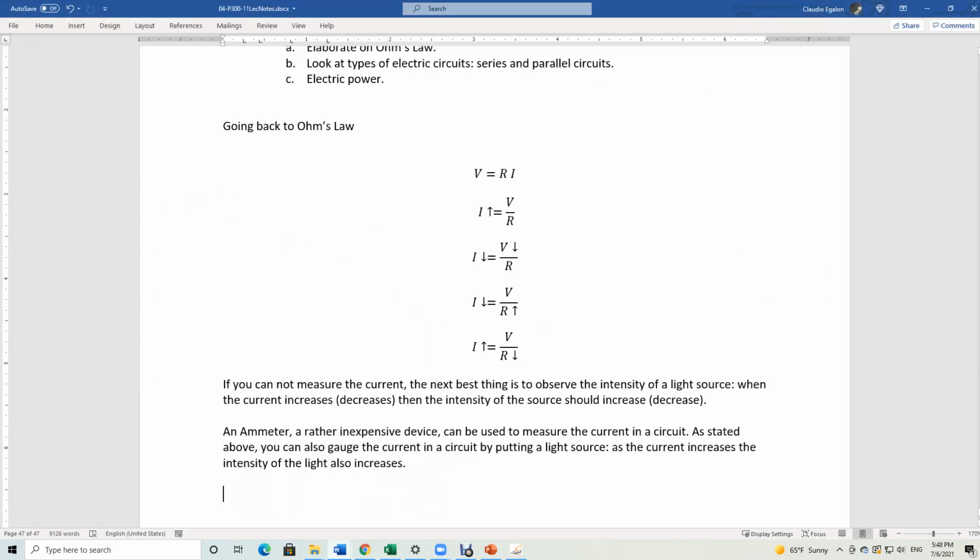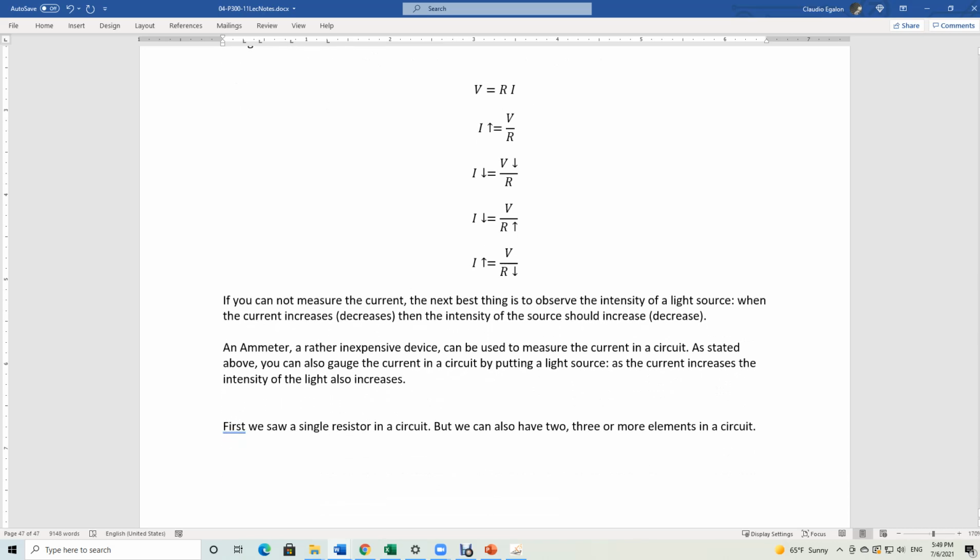Well, first we saw a single resistor in a circuit, but we can also have 2, 3, or more elements in a circuit. Let's stick to resistors. That's the simplest device that we have out there. The way we connect electrical elements, and by electrical elements I mean a resistor, light bulb, etc.